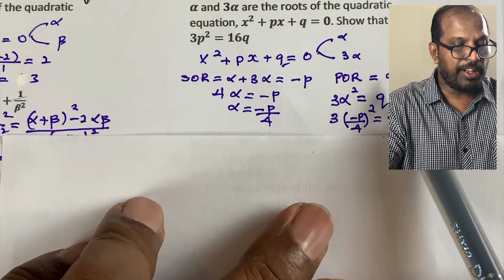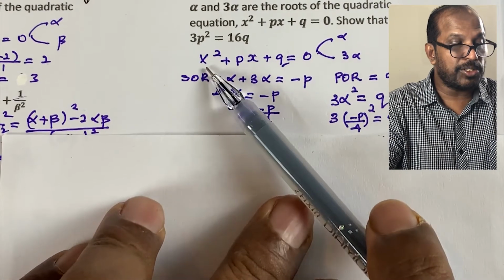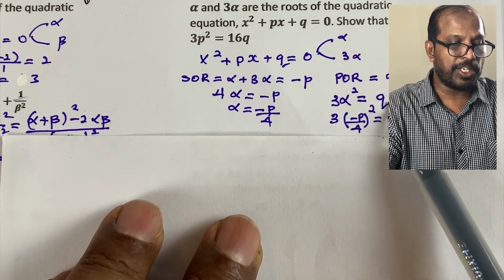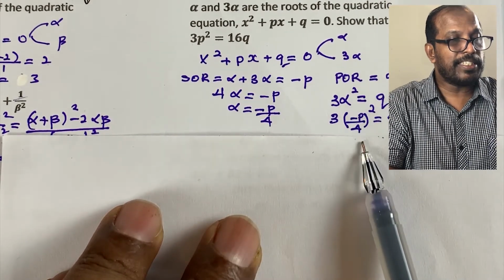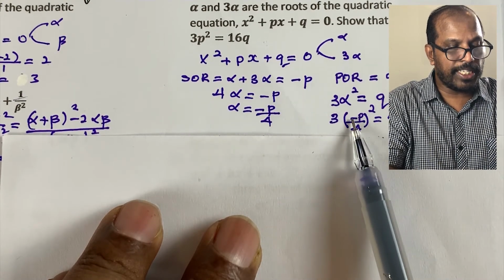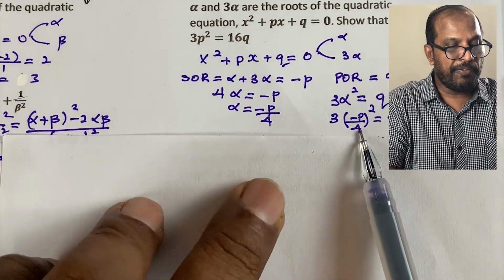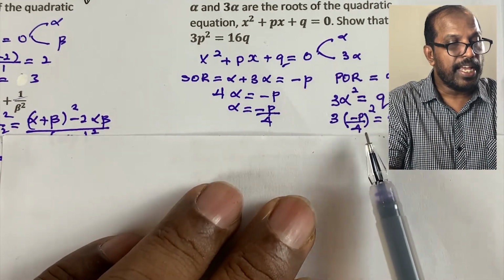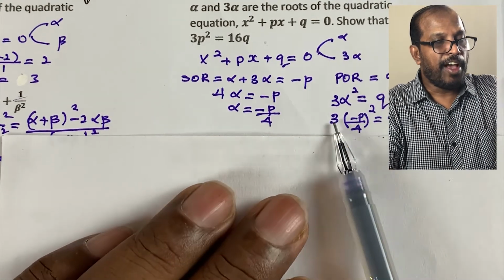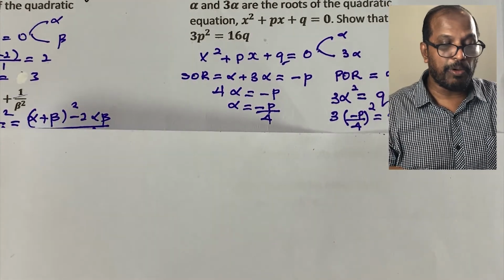Whereas for the product, I got alpha times 3 alpha equals q, because c over a. C is q and a is 1, so c over a is actually q. So 3 alpha squared equals q. What is alpha? Alpha is negative p over 4, squared, equals q. When you square it, negative p squared is p squared. So 3p squared, and 4 squared is 16, and the 16 is a denominator. Bring it to the other side, you got 16q. Therefore, I have proven this equation. Now we have completed the entire questions of module 7.